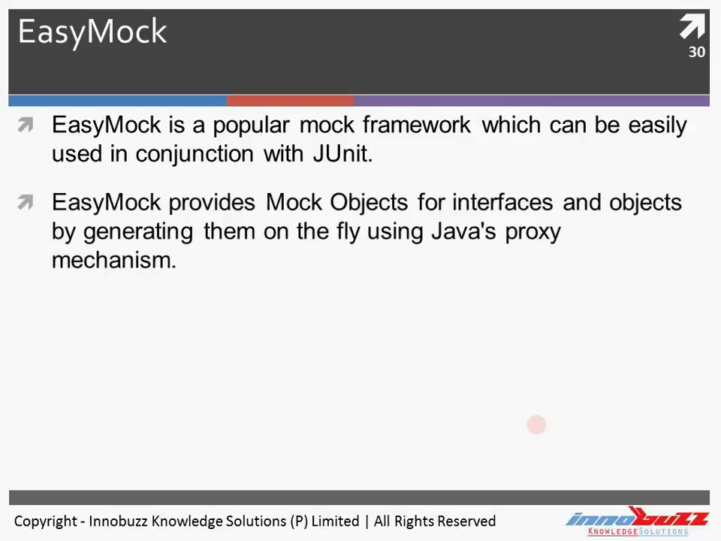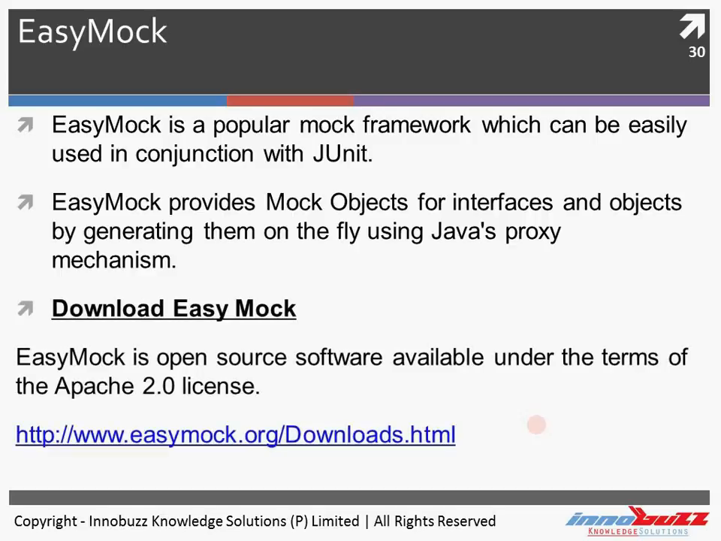Next, EasyMock provides mock objects for interfaces and objects by generating them on the fly using Java's proxy mechanism. As I said, all these mock objects are generated by Java proxy mechanisms, and because of these mechanisms we can do many things. Testing has become easier because of mock objects, and these are mainly for all interfaces and services. Let's see how all these actually work. In our further slides, we'll see a practical demonstration.